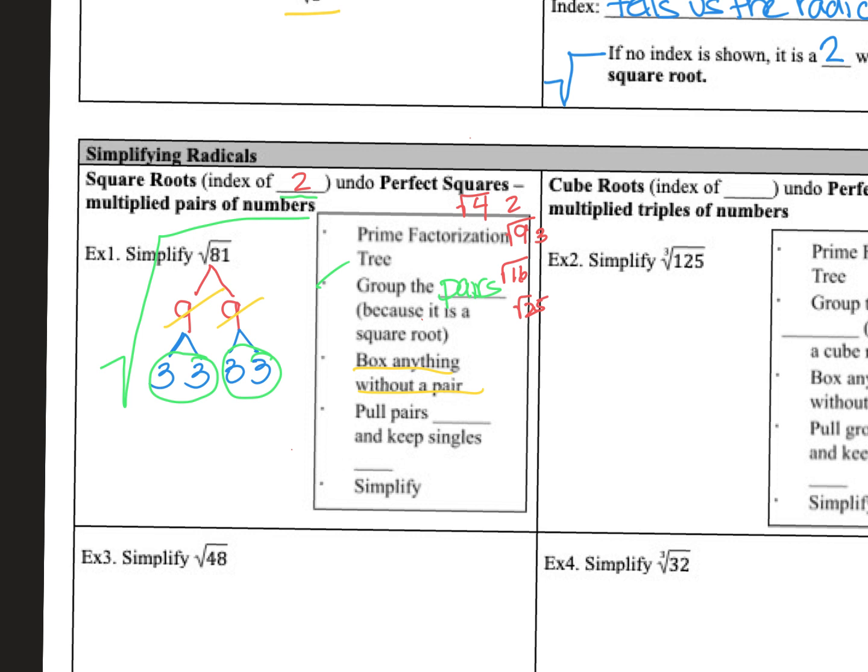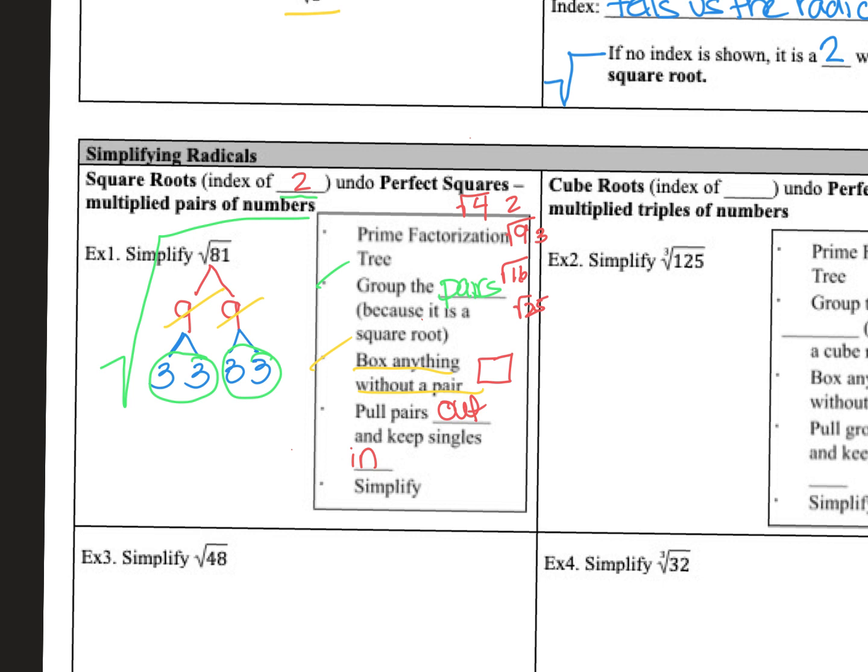Okay. So my next step is I want to pull my pairs out and keep the singles in. So I'm going to pull my pairs out of the radicand and leave whatever was boxed, whatever was single without a pair, remain underneath the radicand.